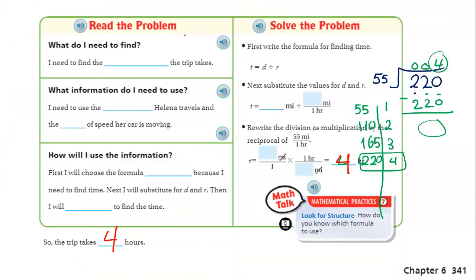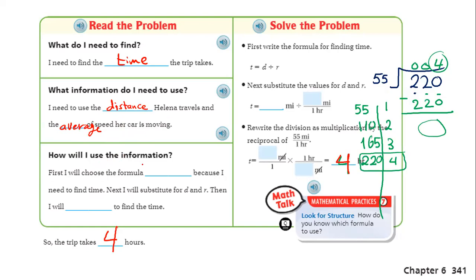If you want to talk about the example again, what do I need to find? I need to find the time, the time the trip takes. What information do I need to use? I need to use the distance, the D, distance Helena travels, and the average of speed. Her car is moving.